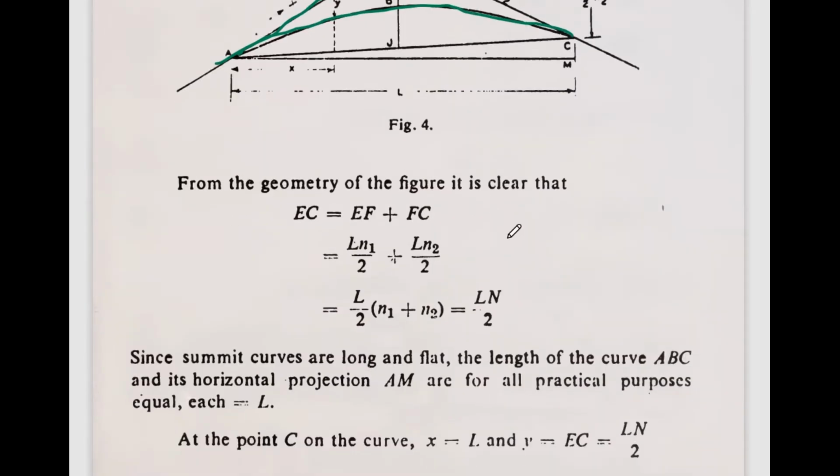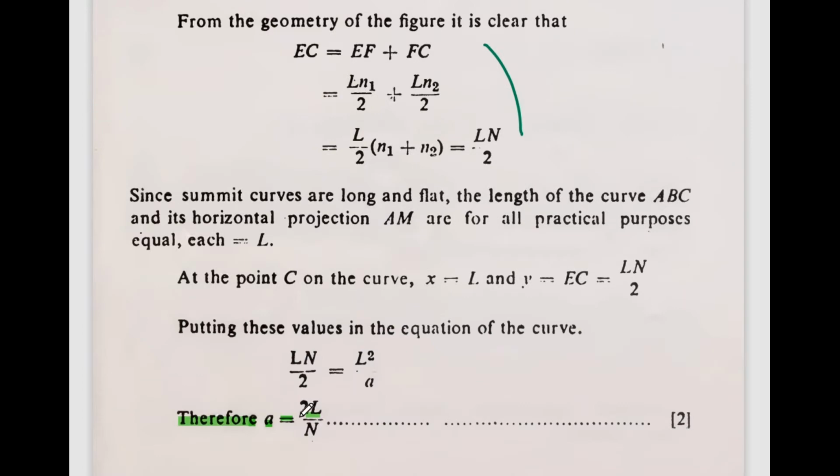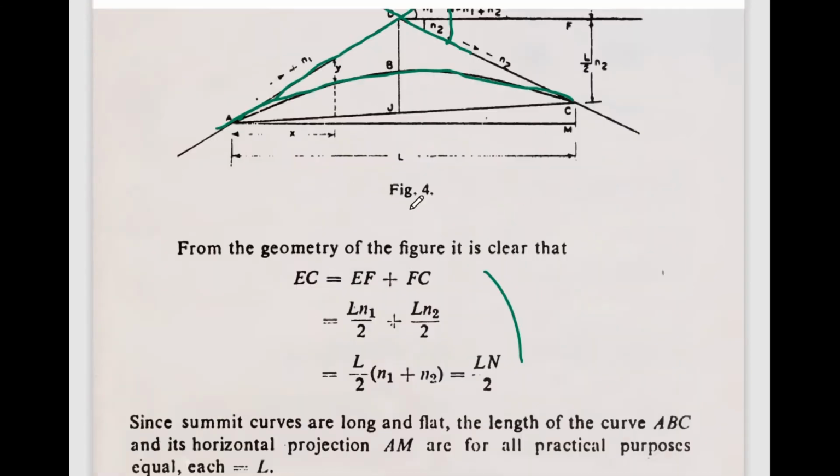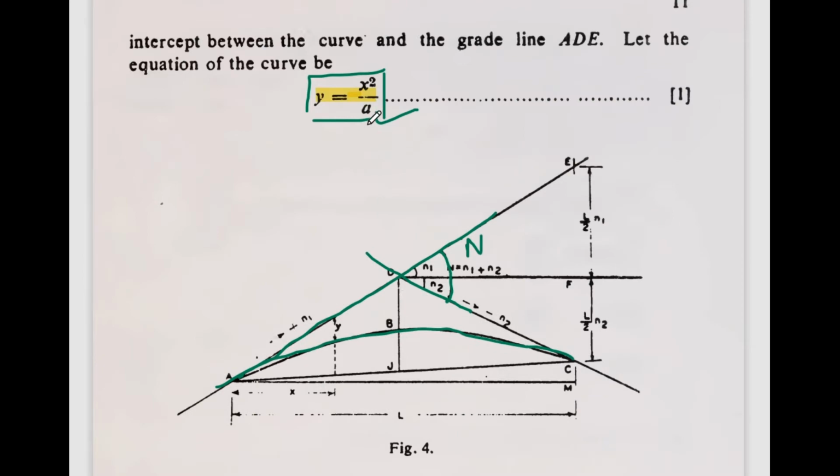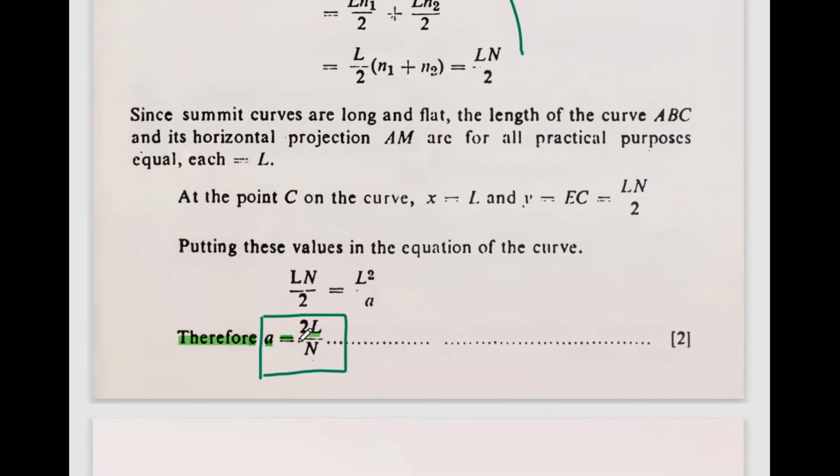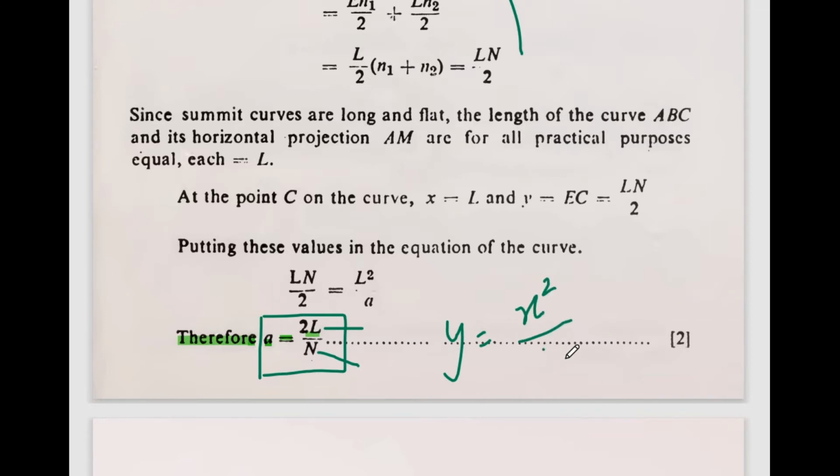Here some calculations have been made, so we will directly jump to the final answer. These calculations were done to find the constant present in equation 1. You can see this is the constant I have already shown. The value of that constant is a equals 2l by n, where l is the side distance and n is the deviation angle. So what will be the final equation of our curve? y equals x square upon a, where a equals 2l upon n. So this is the final equation of our summit curve.